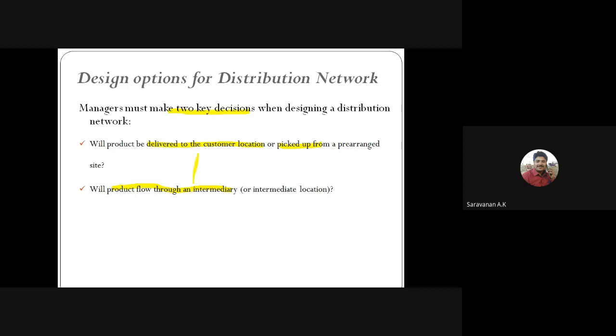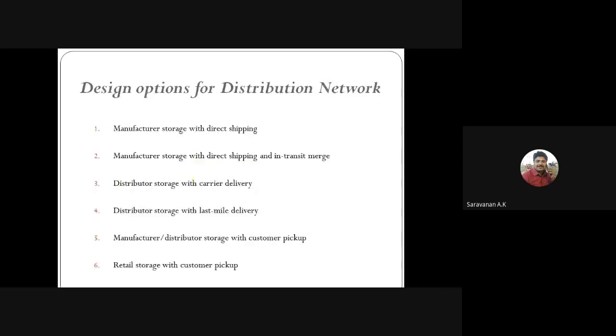So depending upon these two, we have six design options for the network design. So these are the six design options.